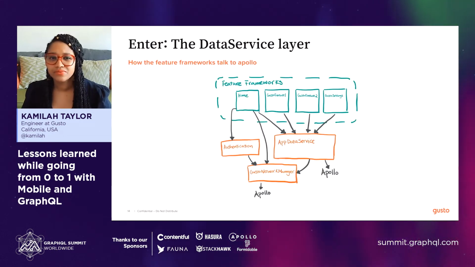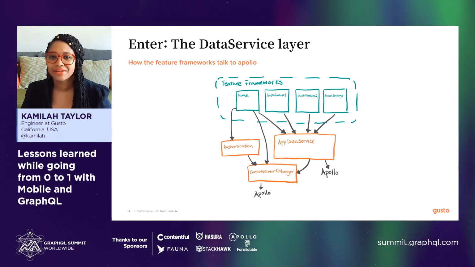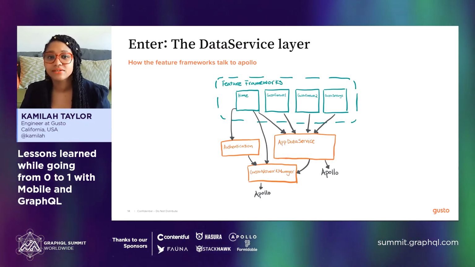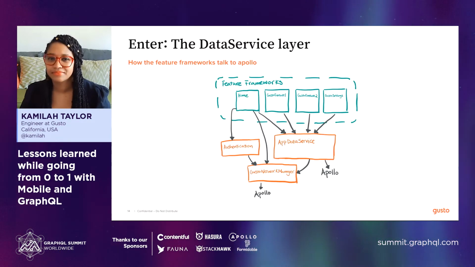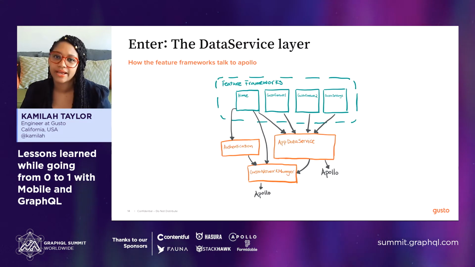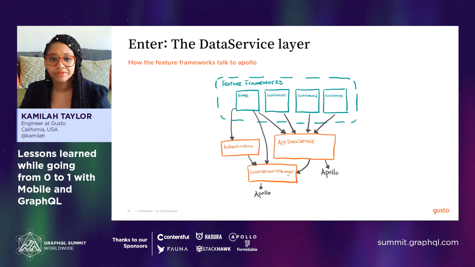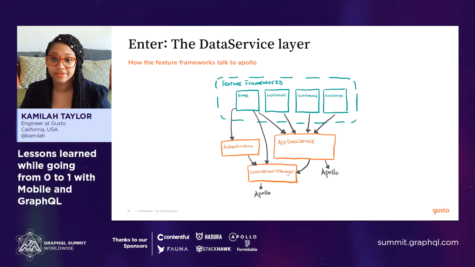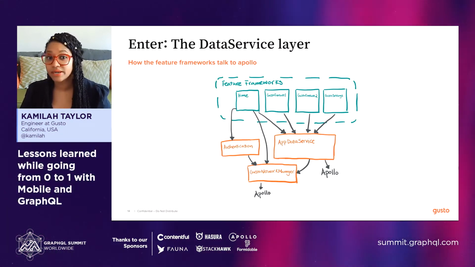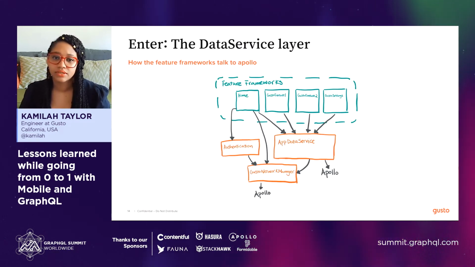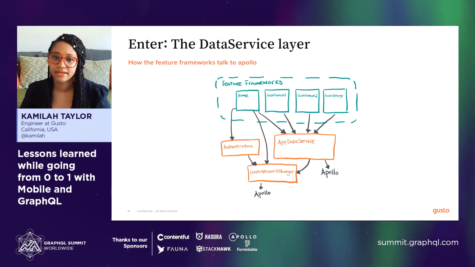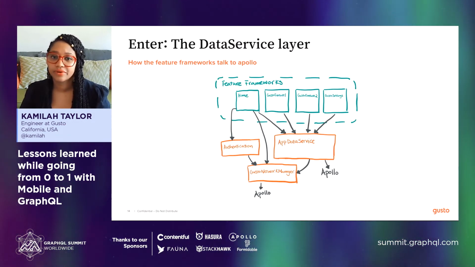Our solution was something that we call the data service layer. Here, you can see that our main framework is still doing the work of sewing everything together. So it talks to authentication, Gusto Network Manager, and App Data Service. The great thing is that all of our feature frameworks simply talk to the App Data Service when they want to request data from the network or from the cache. The App Data Service and Gusto Network Manager have the explicit dependencies on Apollo, but our feature frameworks do not.